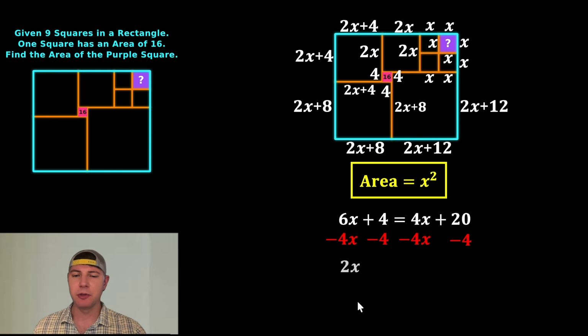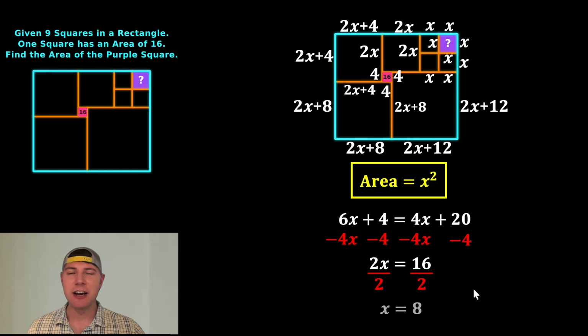6x minus 4x is equal to 2x, and these are going to cancel each other out. On the right-hand side, these are going to cancel each other out, and 20 minus 4 is equal to 16. Let's smush everything together and divide both sides by 2. And that'll give us x is equal to 8. And now we have the value of the side length of our purple square.